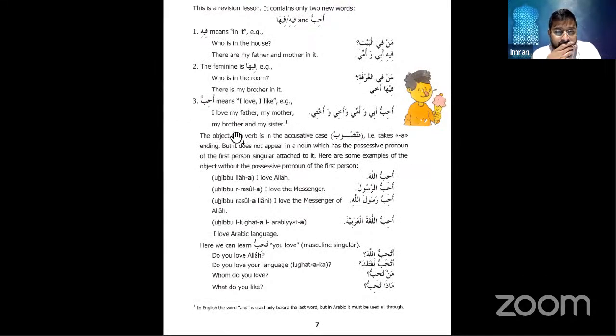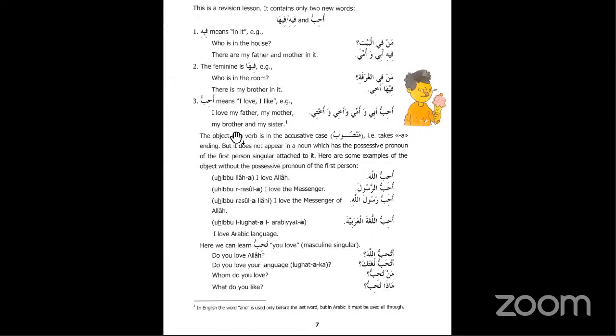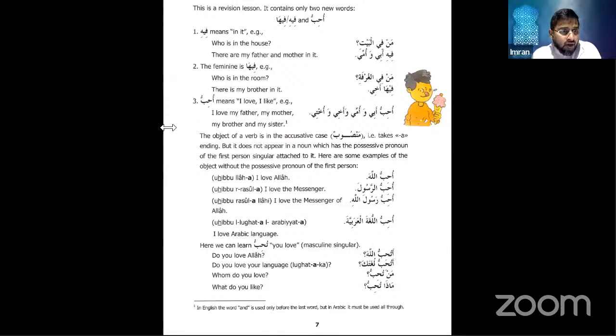Number 3, uhibbu means I love or I like. Example, uhibbu abi wa ummi wa akhi wa ukhti. I love my mother, my father, my brother, and my sister. Excellent. Jazakallah. I'm gonna ask someone. Who shall I ask to read next?